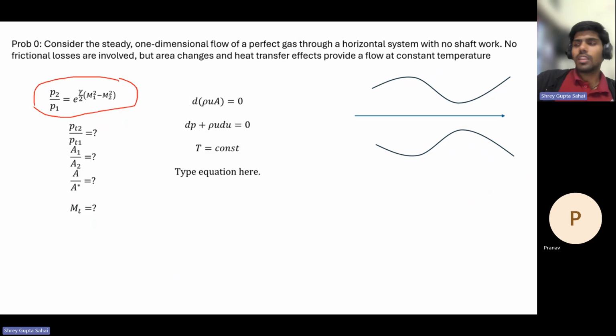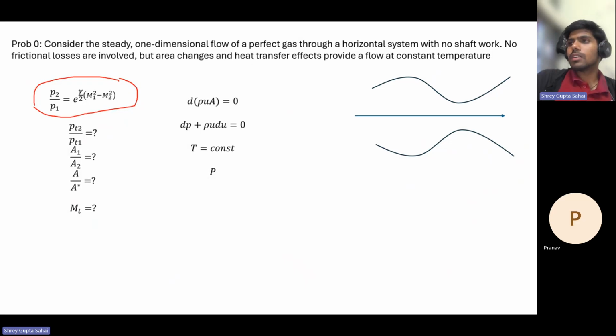I have one more condition here. Okay, as I was saying, we have another condition here. We know that when temperature remains constant, we have an expression between P and rho. So we can use that.